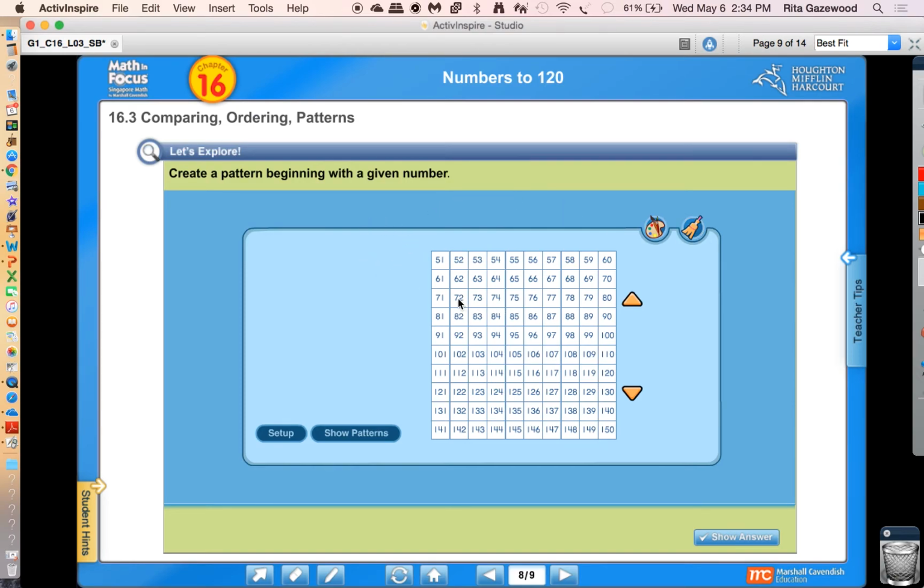So remember, your 120 chart is a fantastic tool. And remember, in your virtual manipulatives, you've got options for number patterns on higher charts like this one, okay? Be sure to access your virtual manipulatives.